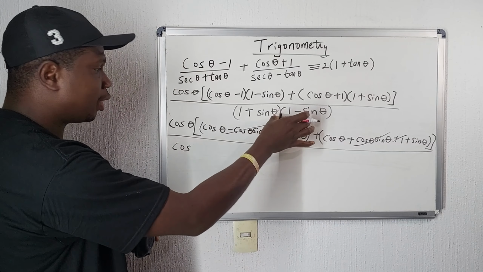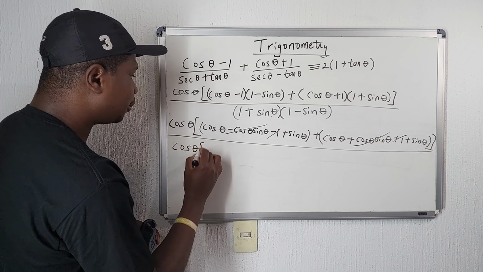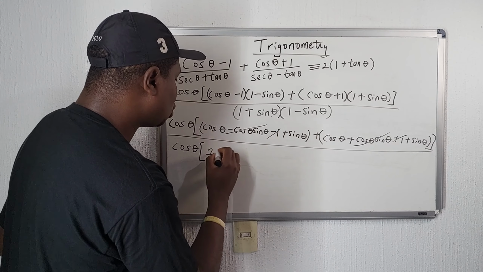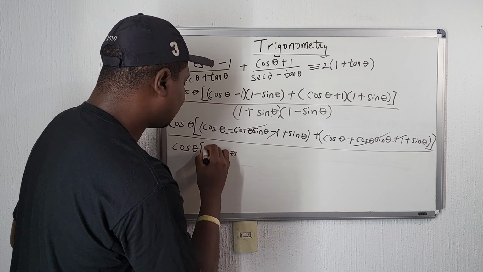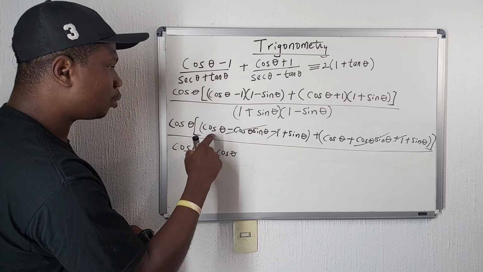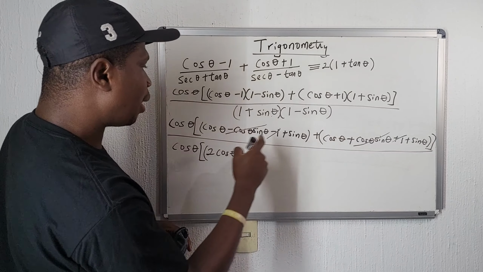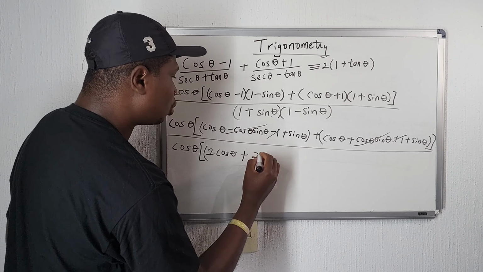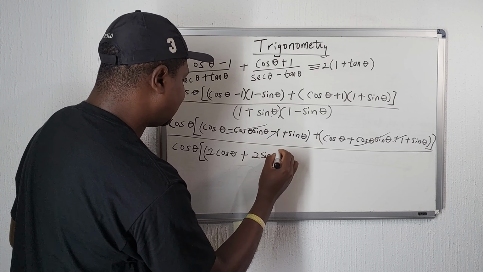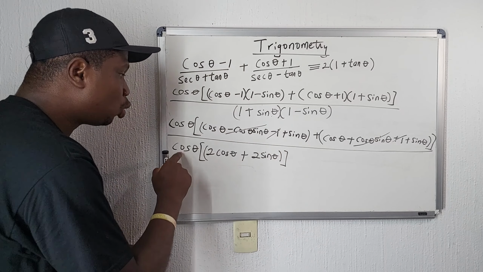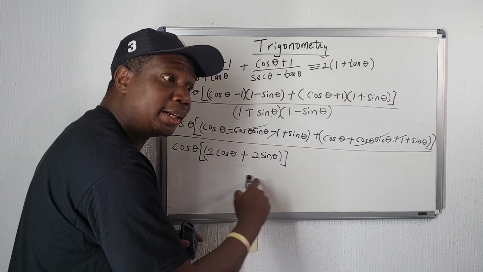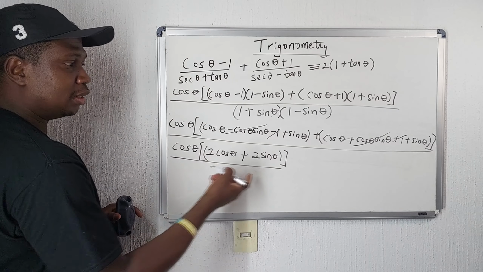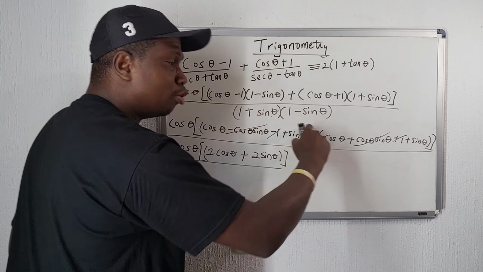Remember, I've not taken my denominator yet. So I have cos theta. Now, I have cos theta plus cos theta. That will be what? 2 cos theta. What else? I have cos theta. I have sine theta plus 2 sine theta. Remember, this cos theta is multiplying everything in the bracket. So I can now put my division and then multiply the denominator.